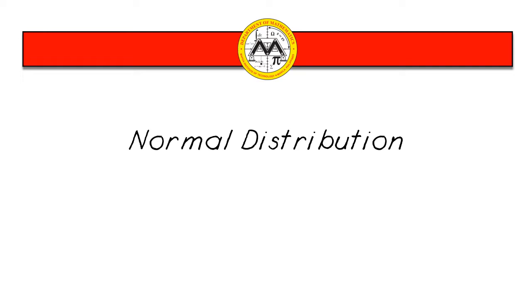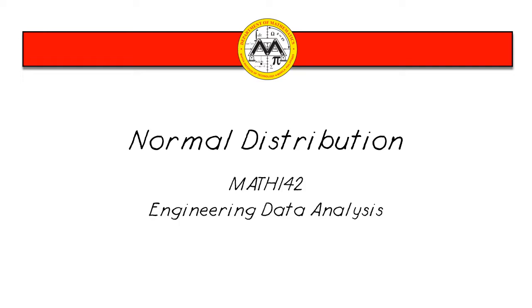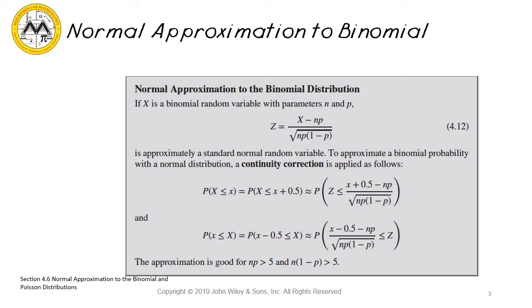So for this PowerPoint presentation, we're going to have the normal distribution approximating other types of distribution. The normal approximation to a binomial. If X is a binomial random variable with the parameters n and p, such that the mean is np and the variance is np times (1 minus p), then Z is equal to X minus np over the square root of np times (1 minus p). It's approximately a standard normal random variable.